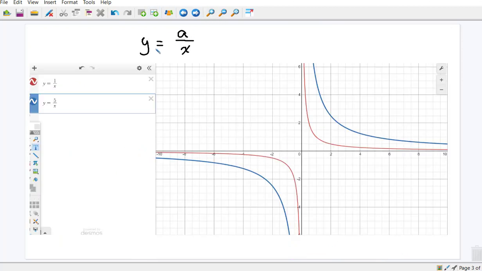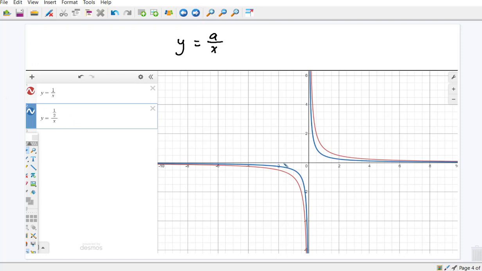So the first transformation we're going to look at is when there's a value above, kind of like where our K was. The red line is the parent function. So that blue, that 5 caused it to stretch vertically. It's like I pulled the top and bottom and pulled it apart, and you'll see it stretching in.